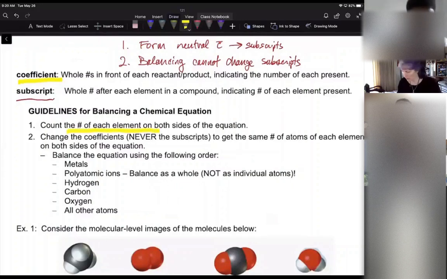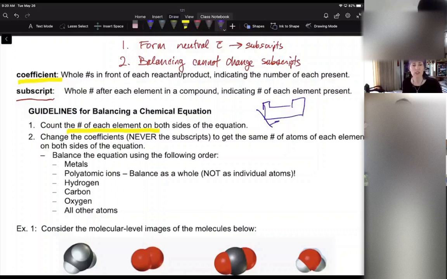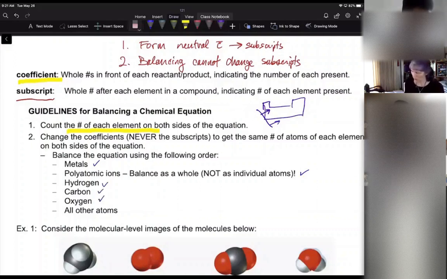Generally, if we're looking at the periodic table in my little cartoon form, we're going to start on the metal side, like a line here, and we're going to move this way. We're generally going to balance left to right. So a lot of times we'll start with metals, polyatomic atoms, hydrogen, carbon, then oxygen, and anything else. Now, that's not a strict rule. This is often just trial and error. But my goal is to help you do trial and error in a way that gets you to the answer directly.